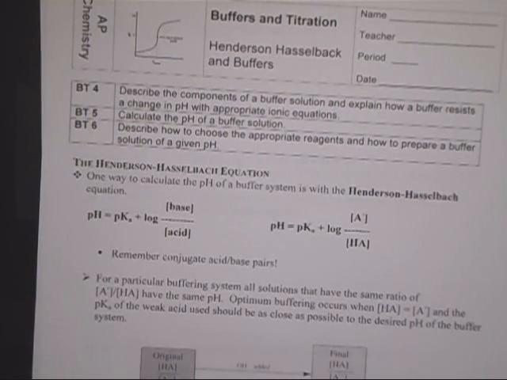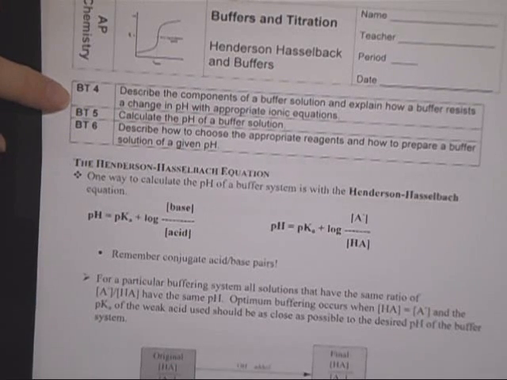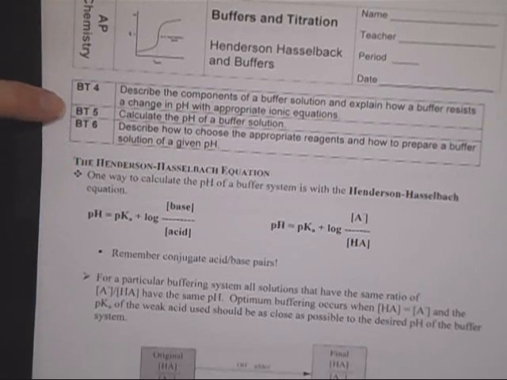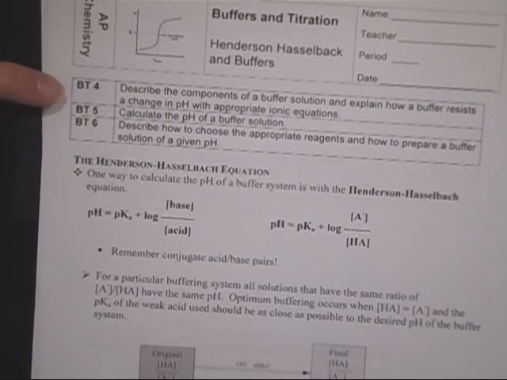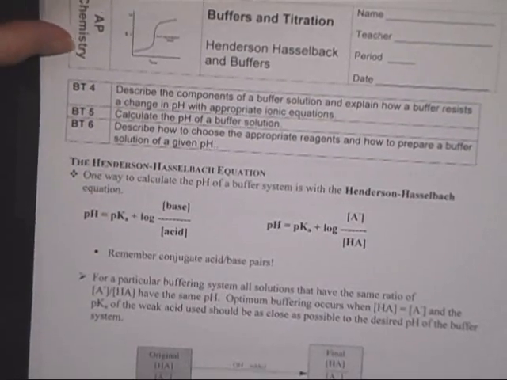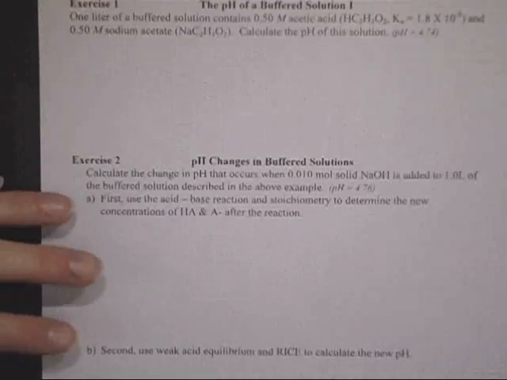The targets we're going to look at are understanding the components of a buffer solution, what they are required to be, and explaining how they're able to resist changes in pH by reacting with the different components; to calculate the pH of a buffer solution; and to describe how to choose appropriate reagents to prepare a buffer of a given pH. We're going to start off with predominantly learning how to compare the components and then to calculate the pH as a buffer solution is prepared and used up.